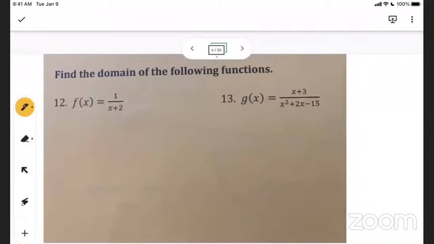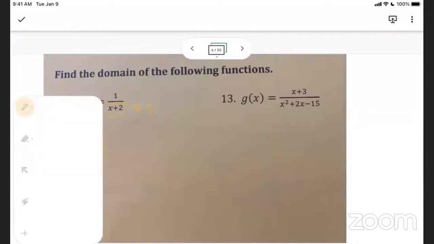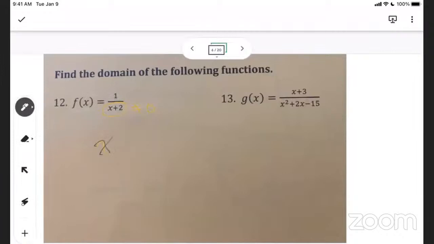Find the domain. So the domain for this is anything where this can't equal 0, right? You can't divide by 0. So literally I write the equation out. I write x plus 2 cannot equal 0, which means x cannot equal -2. So the domain is all real numbers except -2.